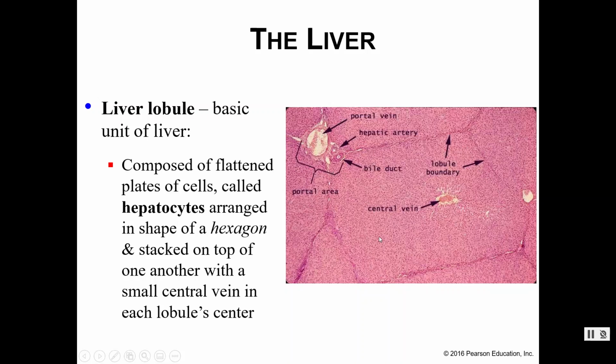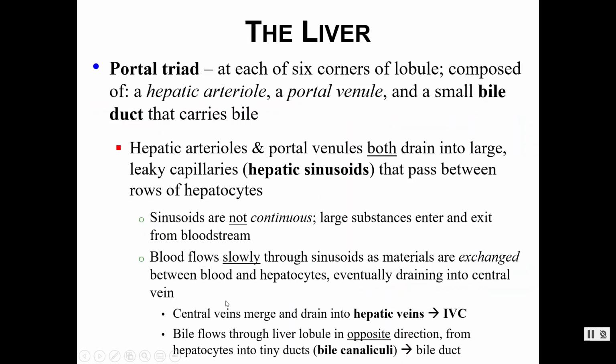And we just basically stack these up, one on top of the other. There is a central vein in the middle, and this is how we create a lobule. We just stack, stack, stack, and we've got the central vein in the middle. Now, because we do have 6 corners, remember this is a hexagon.